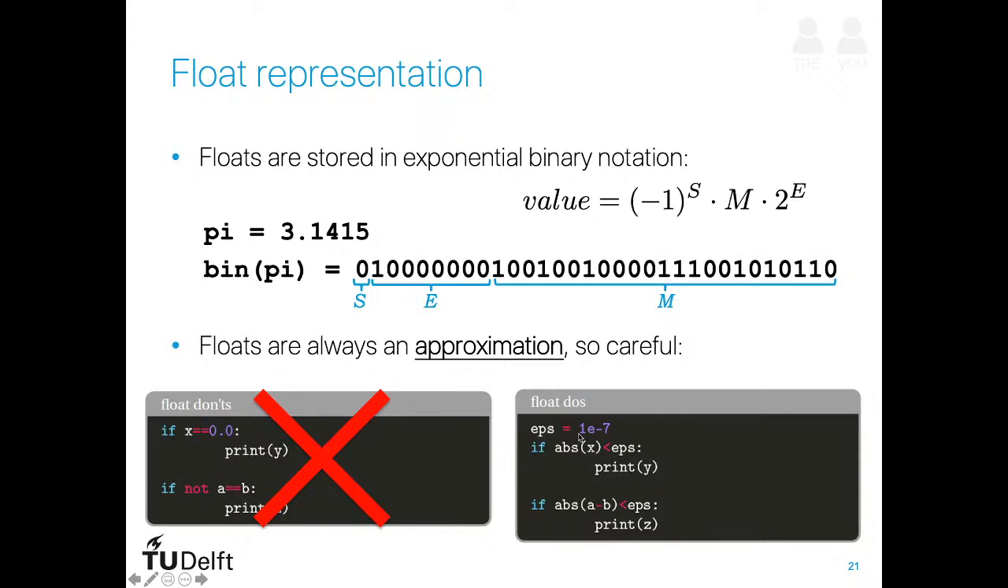What you need to do instead is take a very small range, in this case, for instance, 1 times 10 to the power minus 7. And if you want to see if value A equals value B, then you look at the absolute difference between these two values and you check whether that difference is smaller than this very tiny value that you've chosen. So this is a better and more robust way for checking equality with floats than really using the equal sign.